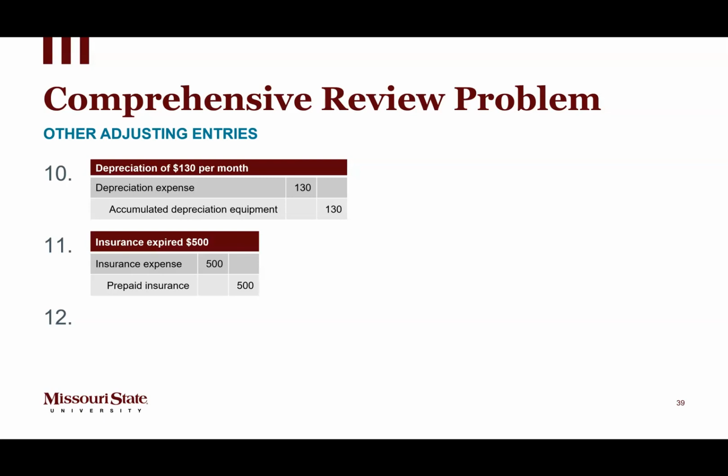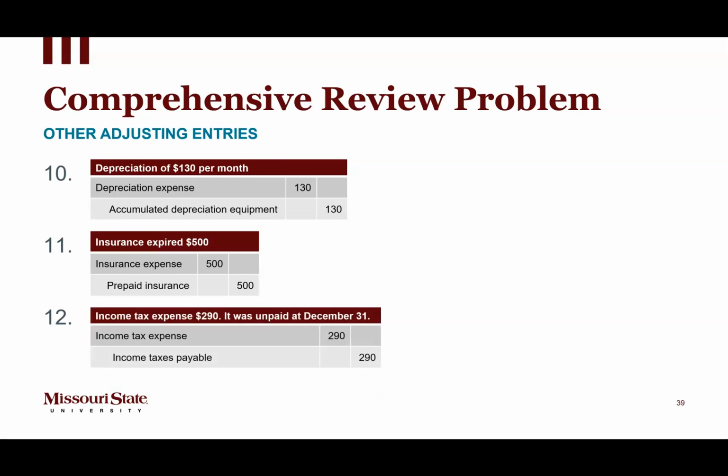Then we're going to credit our prepaid insurance asset for $500 to decrease it. Now we have an income tax expense. It was unpaid at December 31st. This means we haven't paid it yet, but we need to recognize the expense, right? That's our matching principle, our expense recognition principle. We need to recognize that a portion of this income tax expense helped us to generate revenues this period.